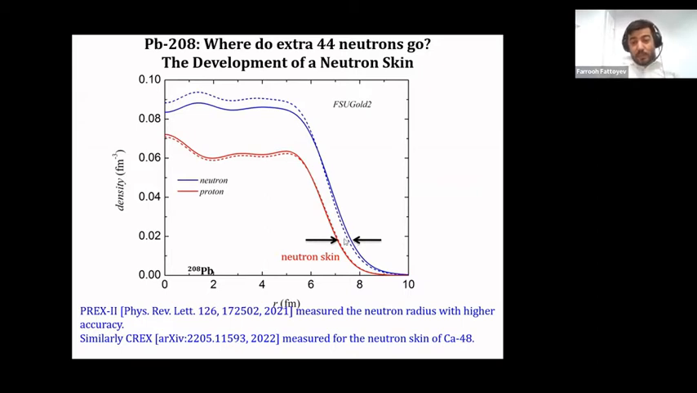And this was actually determined by the PREX experiment in 2011, and most recently updated in 2021. They measured very accurately the neutron radius of the lead nucleus. Actually, almost two weeks ago, or a week and a half ago, the CREX experiment, which is a calcium experiment, also measured the neutron skin of calcium-48, which I will discuss in the last slide.